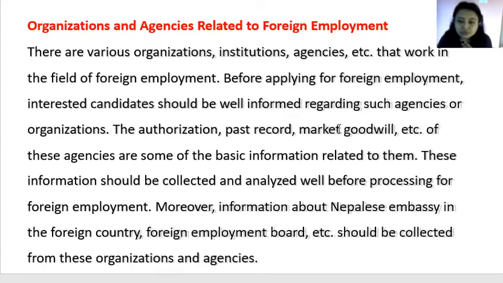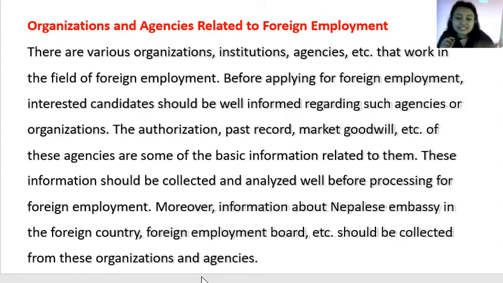So you can see here the authorization, past record, market goodwill. Now what happens? Some of the agencies, manpower companies, will just make a fake past record. They will fake the market goodwill just to promote their company, and they will put out fake advertisements. So it is very hard to understand which companies are saying the truth and which companies are saying false.